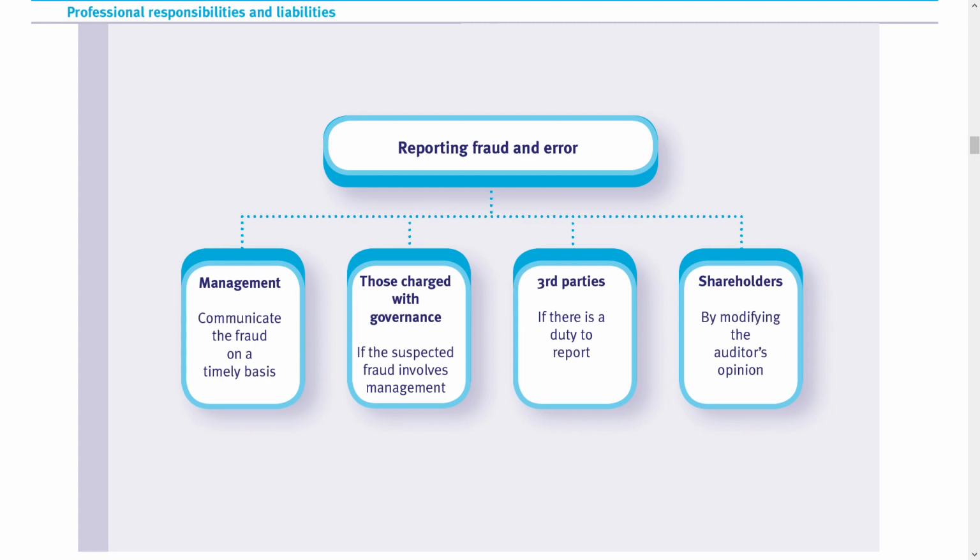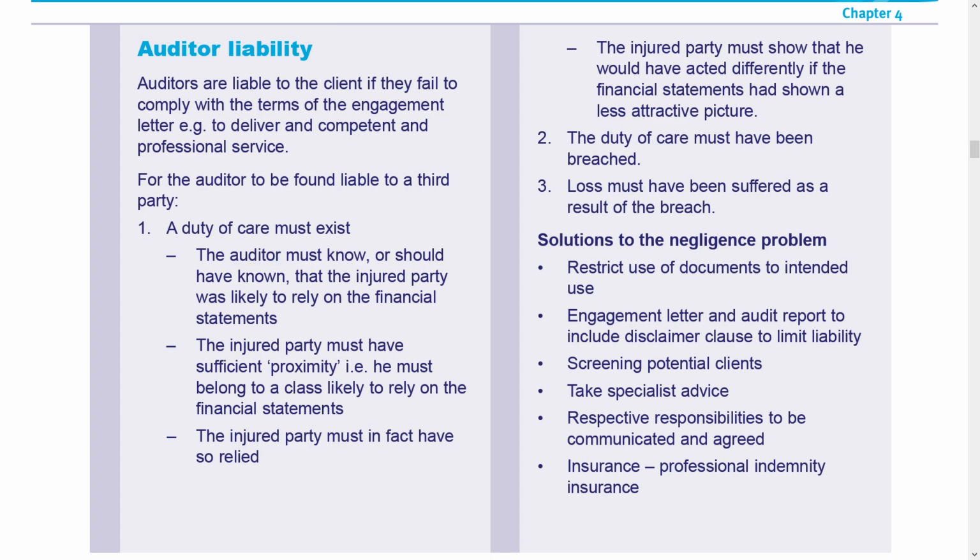Third party, when you report, if there is a duty to report to the third parties. For example, money laundering and all is happening. The nature is so material that public interest is at stake. That time you have to report to the third party. That time you have a duty to report to the third party. Shareholders, if it modifies the auditor's opinion, if auditor's opinion will change based on that fraud, then you have to report to the shareholder.